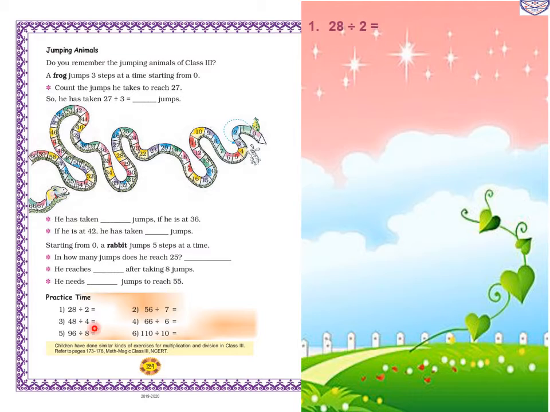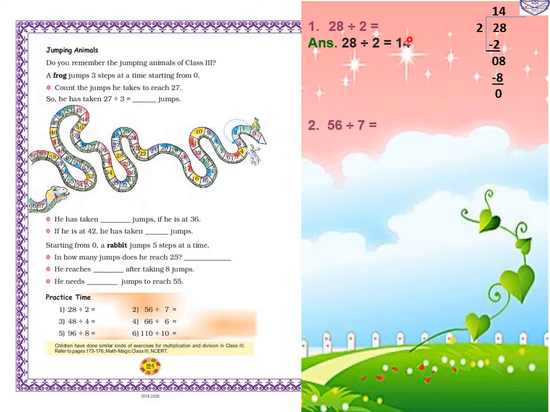Now same page number 124, practice time. So your division sums are there. Now this you have to do. First one is 28 divided by 2. First we will take one digit, that is 2. In the 2 table, 2 ones are 2. So 2 minus 2 is 0. Now we will carry down 8. In the 2 table, 2 fours are 8. So 8 minus 8 is 0. So 28 divided by 2 is 14. So our quotient is 14.